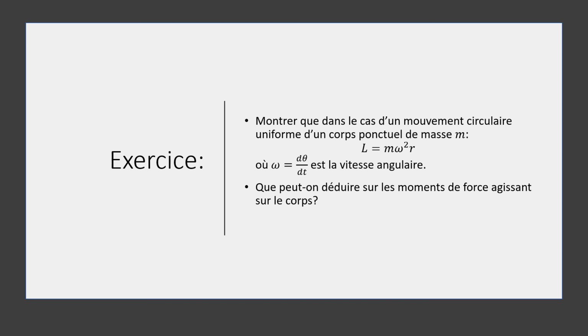Finally, I'd like you to have a look at this small exercise here for a point mass that is moving uniformly on a circle, that this angular momentum needs to be equal to this, where omega is the angular velocity. And also think about the torque of the different forces that may be acting on a body doing a uniform circular motion.